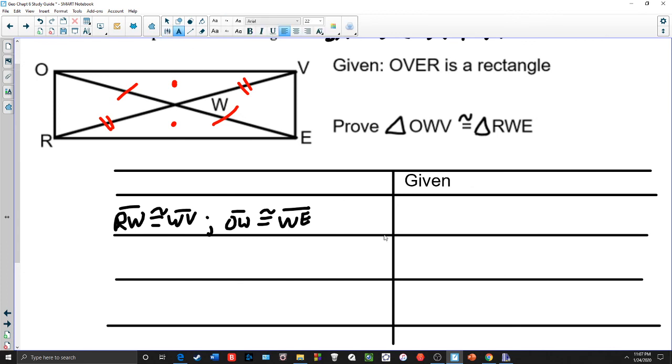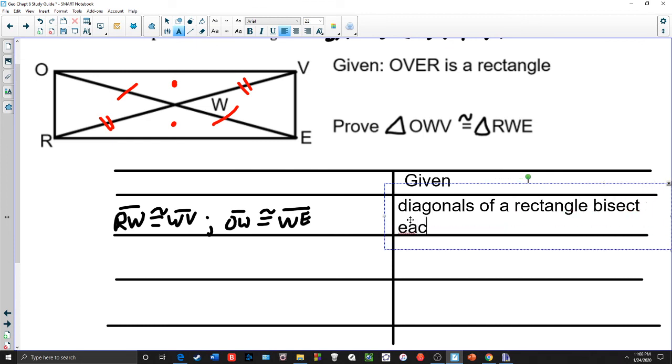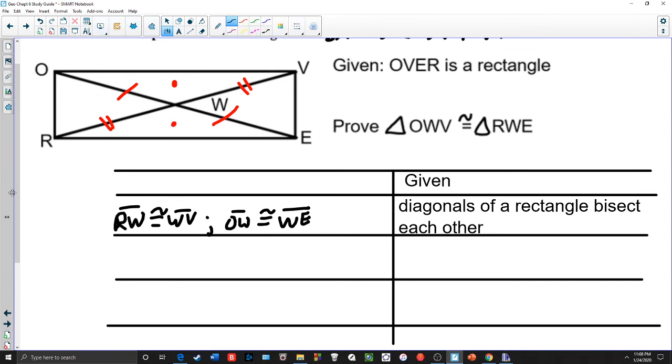And why are these congruent? Well, again, it's a little bit of lengthy wording, but you'd say diagonals of a rectangle bisect each other. If you just say definition of bisector, that works as well, because that's technically what it is. You're bisecting the sides, so therefore, by definition, you have both halves congruent. So that'd be an okay reasoning as well.